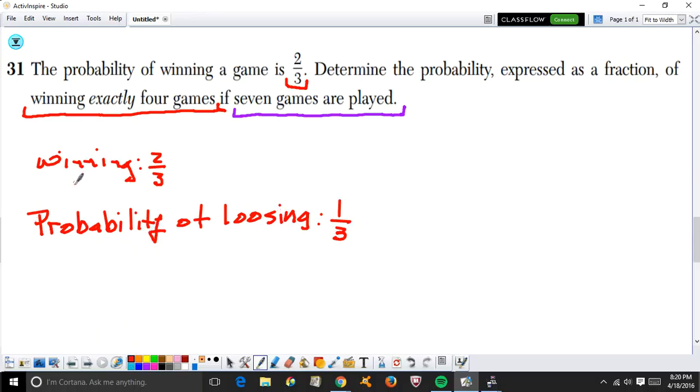Now, you win 4 games. There are 7 games in total, so that means that you lose 3 games.